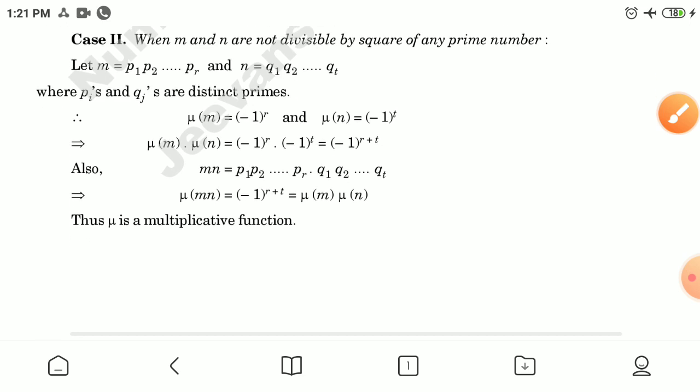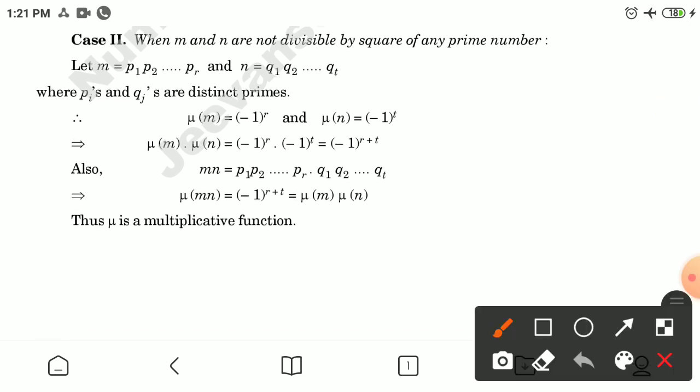Now, case second: when m and n are not divisible by the square of any prime number. Therefore, let m be equal to p1 into p2 into so on pr and n be equal to q1 into q2 into so on qt, where the pi's and qi's are distinct primes. Therefore, mu(m) is equal to (-1) raised to power r and mu(n) is equal to (-1) raised to power t.